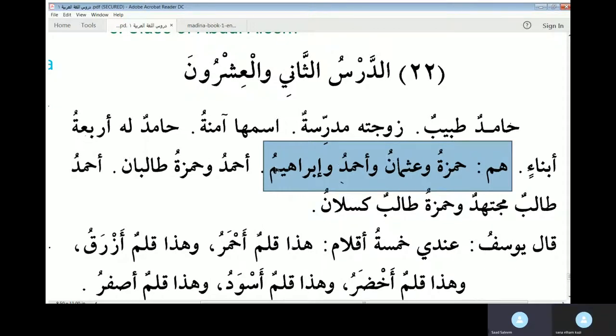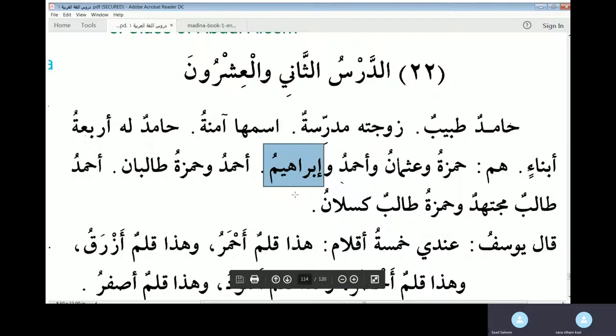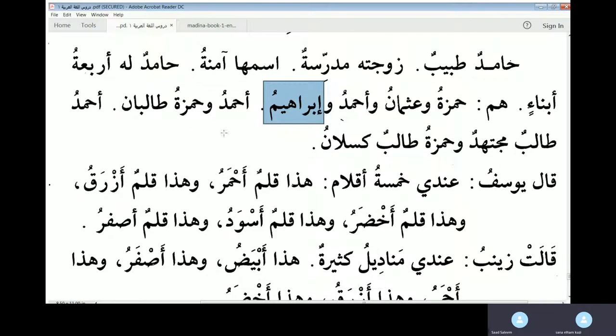Wait. Hamzatu wa Uthmanu wa Ahmadu wa Ibrahimu, all these names have dhamma. Tell me the reason for this, why they are mamnu' min as-sarf. Because Hamzatu has Tamarbuta, it's a masculine proper noun with a Tamarbuta ending. Uthmanu is also a masculine proper noun with anu ending. Anu, alif nun, okay. Then Ahmadu is a masculine proper noun following the pattern of af'alu. And then Ibrahimu is a non-Arabic proper noun. Okay.